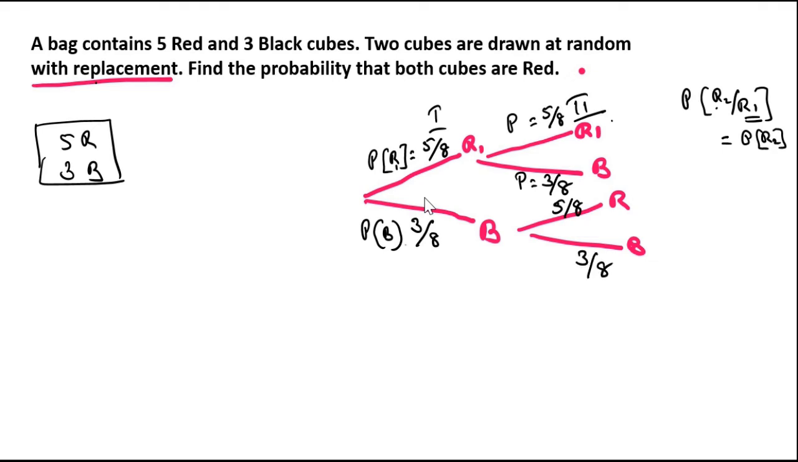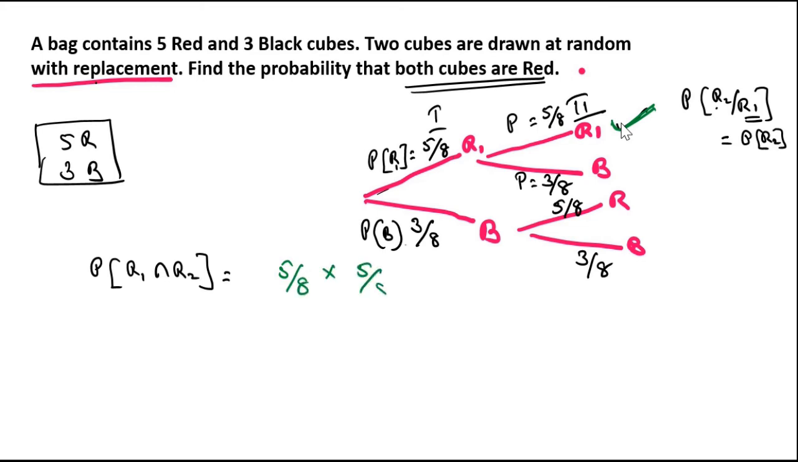So you want to find out both cubes are red. So probability that both cubes are red, R1 intersection R2. Here you see, only one case is coming where both are red. See, red-red, red-black, black-red, black-black. So probability of R1 intersection R2 is equal to 5 by 8 times 5 by 8, that is 25 by 64.